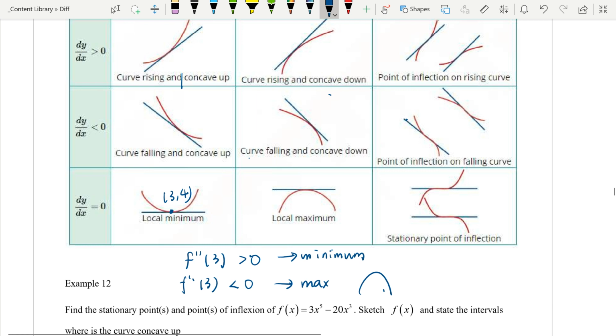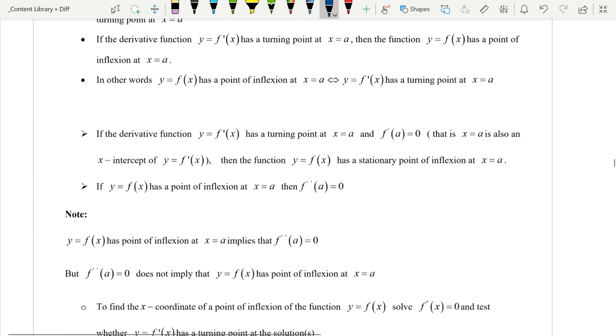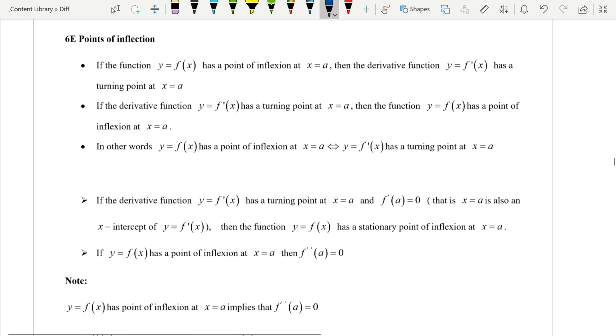Okay, that's the two different cases. When you get second derivative greater than 0 or less than 0, that will be good. It saves you a lot of time. But if you have second derivative equals 0, we can't make any decision. So we'll go back to page 12.